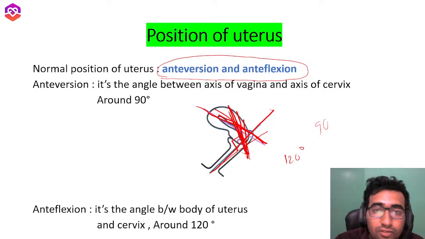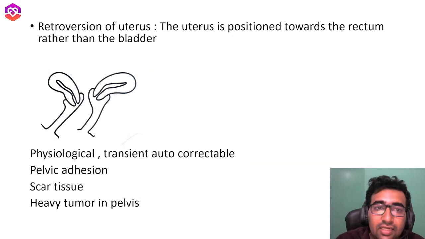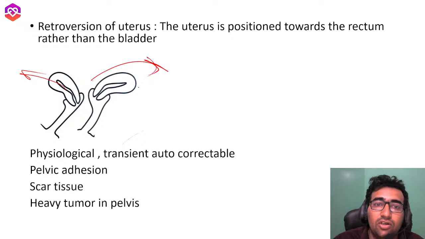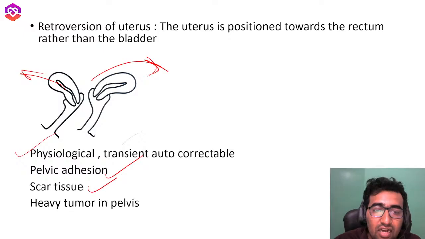Then what is abnormal? If you study the abnormal, you want to know what is abnormal. Abnormal is retroversion. Anteversion is normal, 90 degrees normal. You can see in the figure which is normal. This is normal. This is abnormal. You should say retroversion. Simply you can see that the uterus is positioned towards the rectum. Normally the uterus is towards the bladder, but it is towards the rectum now. It's called retroversion. Retroversion of the uterus can be autocorrectable under physiological retroversion, but it can be due to pelvic adhesion or scar tissue or a tumor that compresses the uterus, anything like that. Instead of the uterus going towards the bladder, it is directed towards the rectum here.